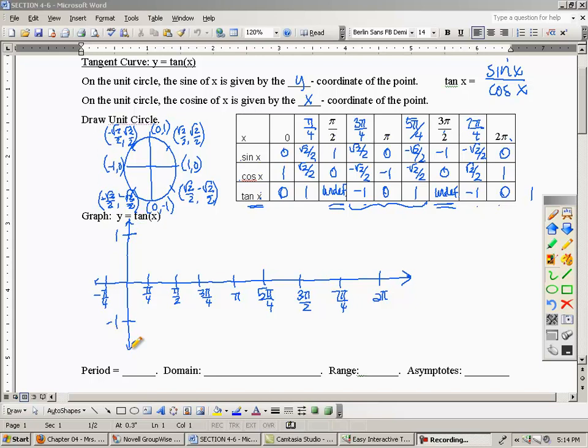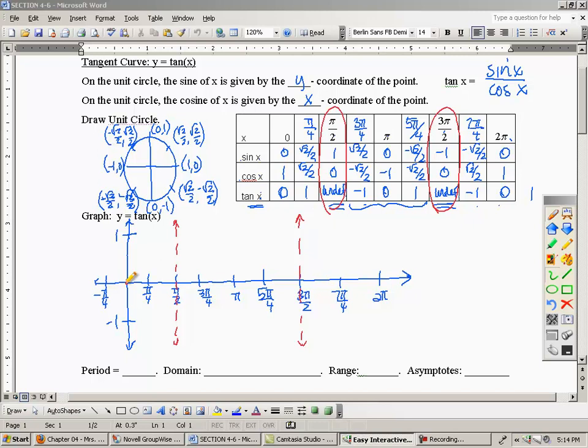Okay, now let me change my color a second, and let's draw this in. I'm actually going to start with my undefineds, and I'm going to make these asymptotes. So I have a vertical asymptote at pi over 2, so I'm going to draw in my dotted line there. I also have a vertical asymptote at 3 pi over 2. All right. And then I'm going to start looking at plotting values.